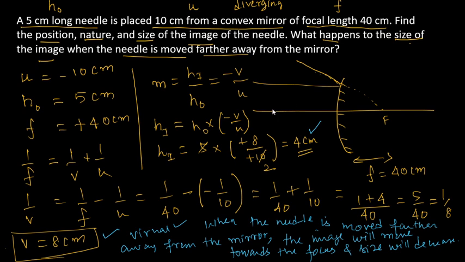So what is asked here is, when the needle, that is the object, is moved further away from the mirror, then what will happen? The image will move towards the focus, and naturally its size will be getting reduced. Are you able to follow?